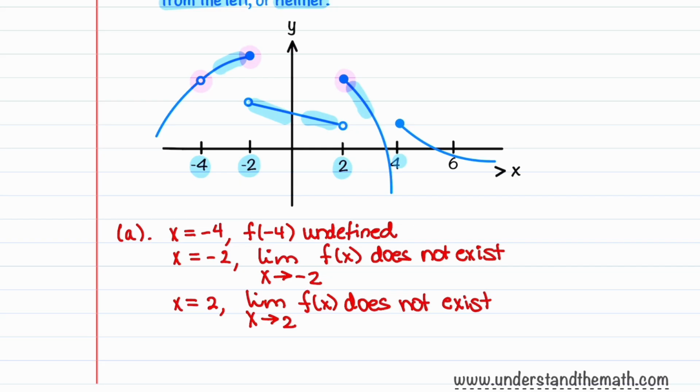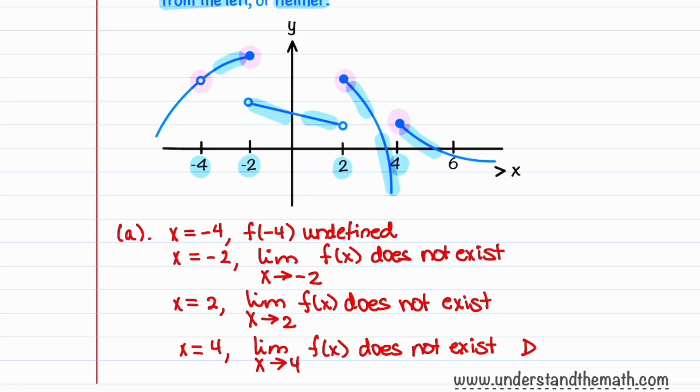Let's now look at our last point. That is x is equal to 4. For this point, our function exists. However, the limit from the left does not equal the limit from the right. So we'll write down x is equal to 4. The limit as x goes to 4 of f of x does not exist. Sometimes you can write does not exist as D and E, and that will make things a little bit quicker.